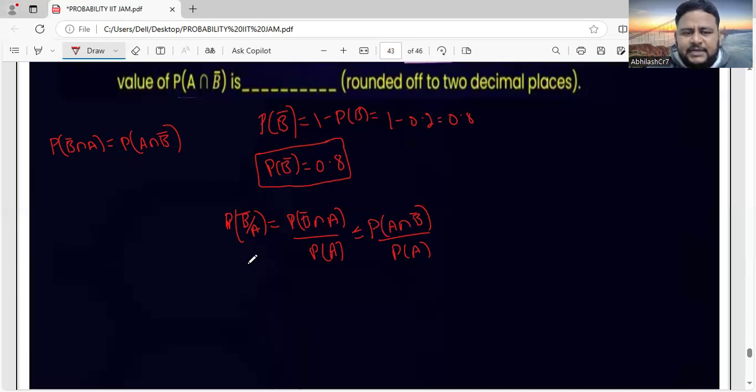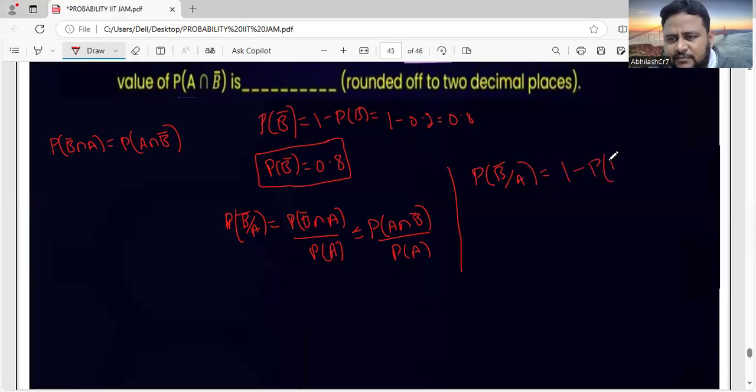Listen carefully. This one I have written till here. So here, probability of B dash by A, I can write it as 1 minus probability of B by A. Correct? With respect to B, I'm talking about only B.